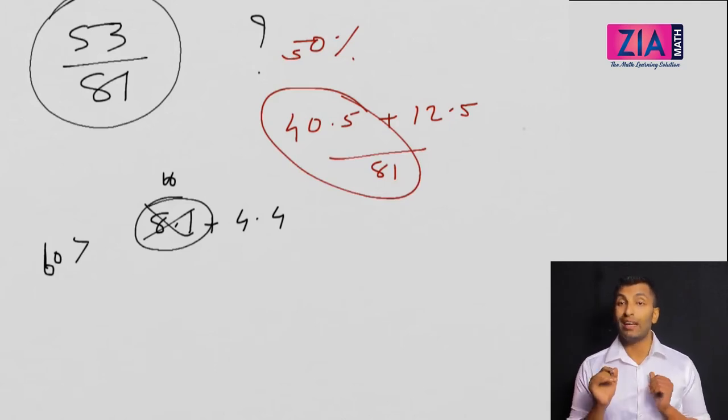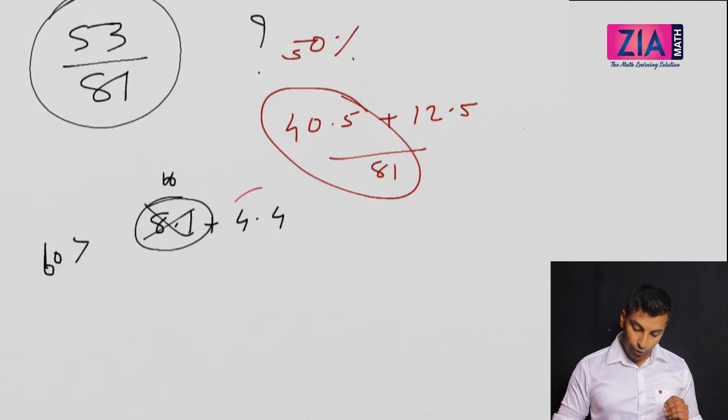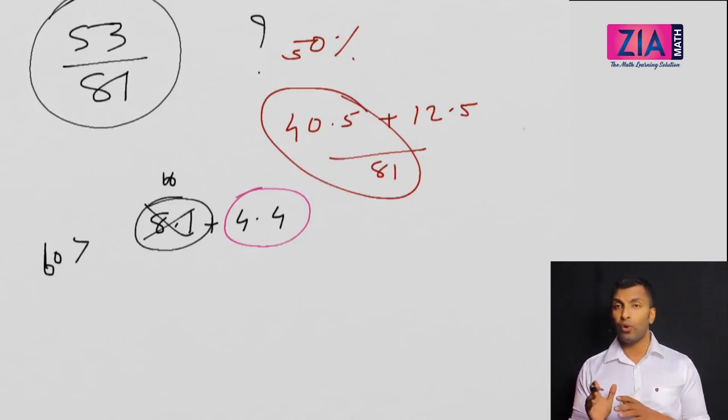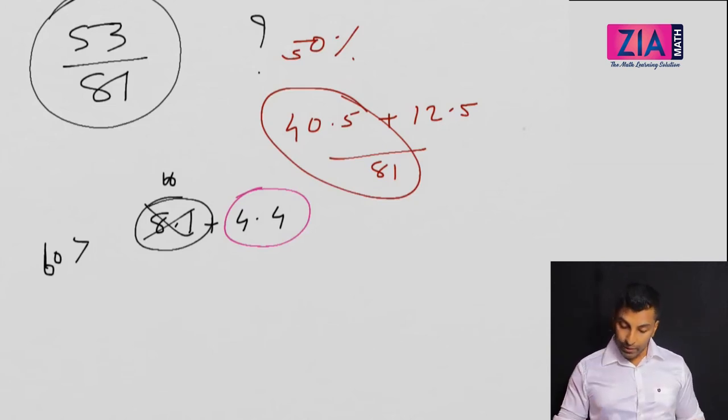Now if you look at what is left out, what is left out is 4.4, and 4.4 is less than 10% of the denominator. The denominator is 81 and 10% is 8.1. Otherwise we would have taken 20% in the beginning itself, but we could not have taken 20% because there was no 20%. That's why we have taken 10%. Now whatever is left out is less than 10%, so obviously you can conclude that the percentage lies between 60 and 70.